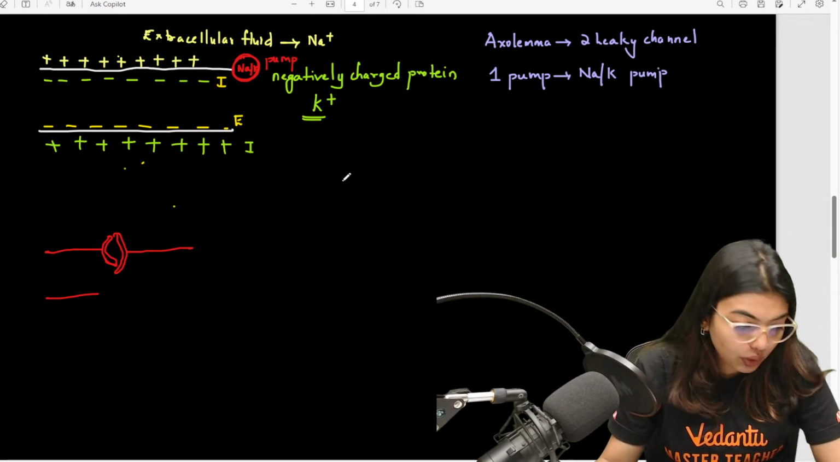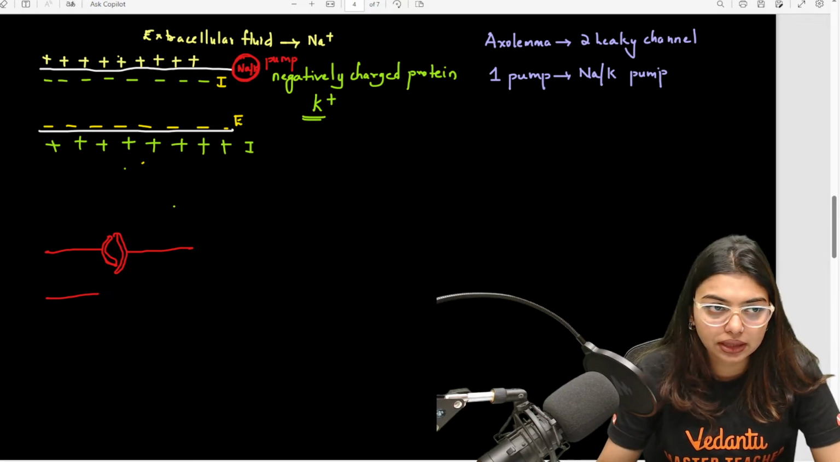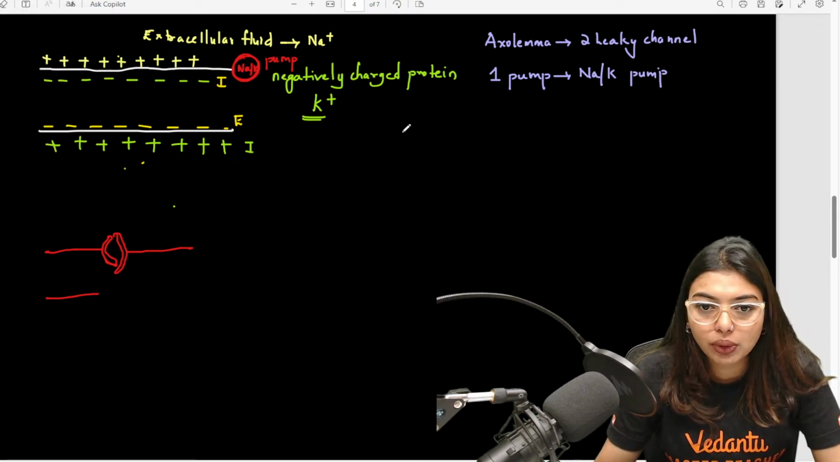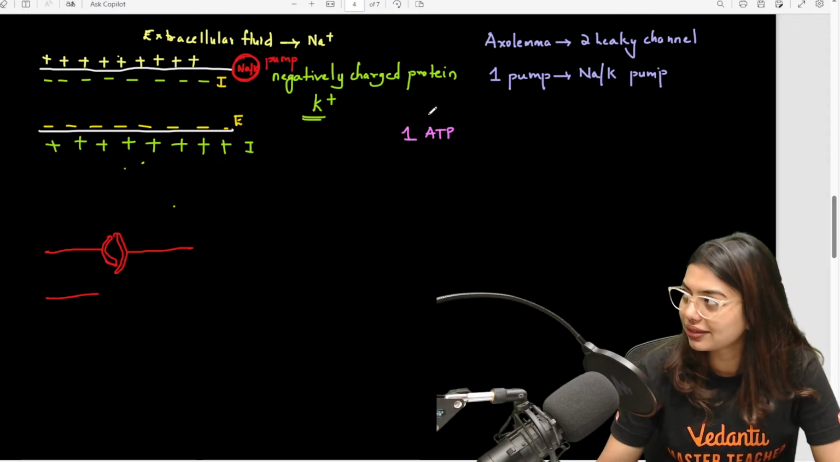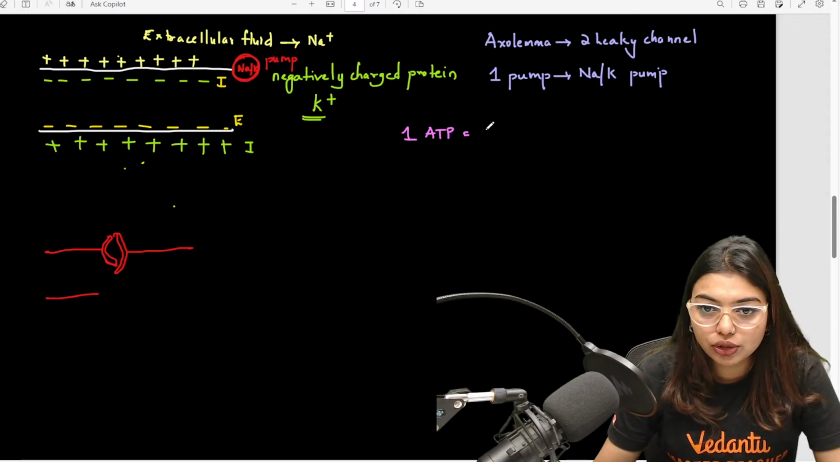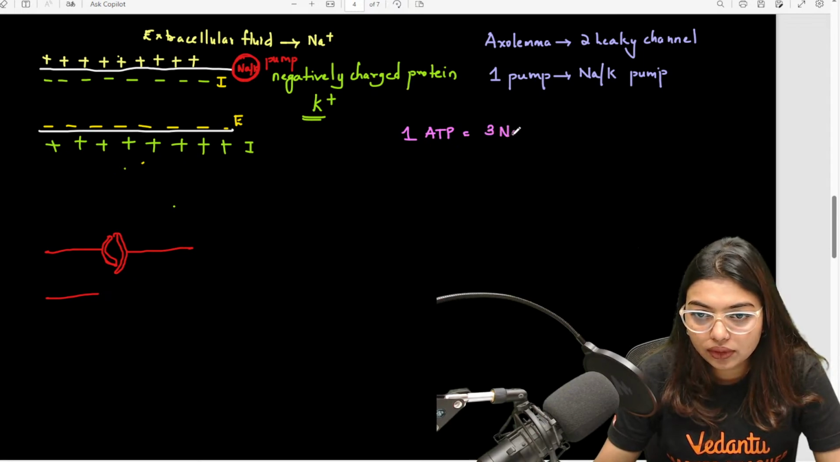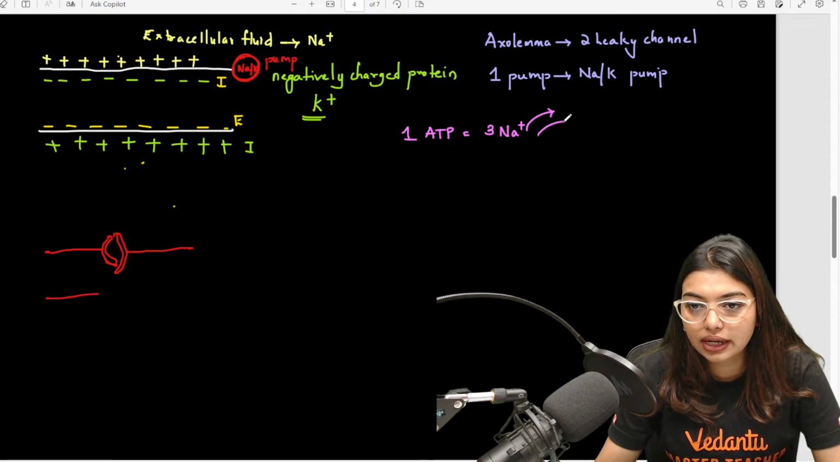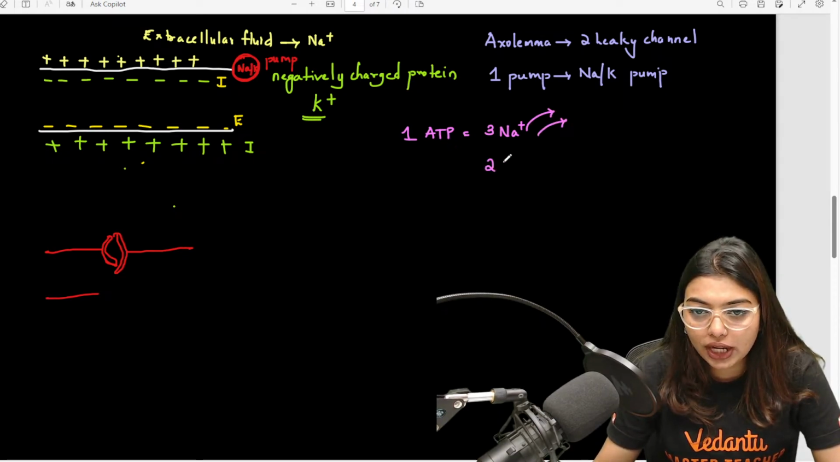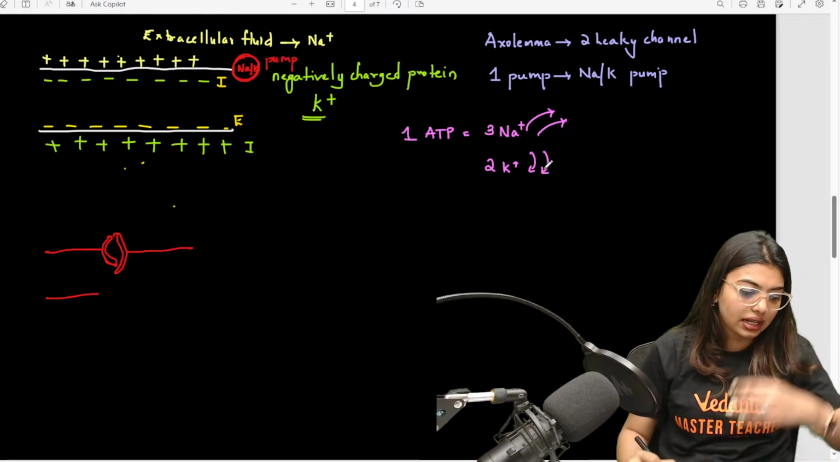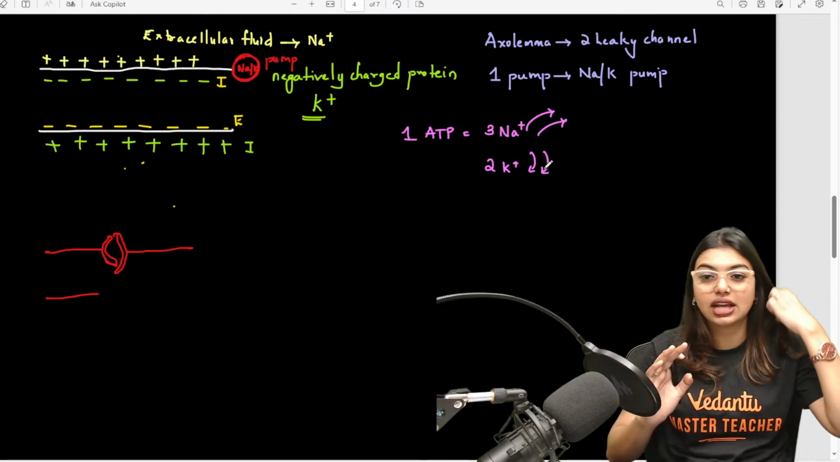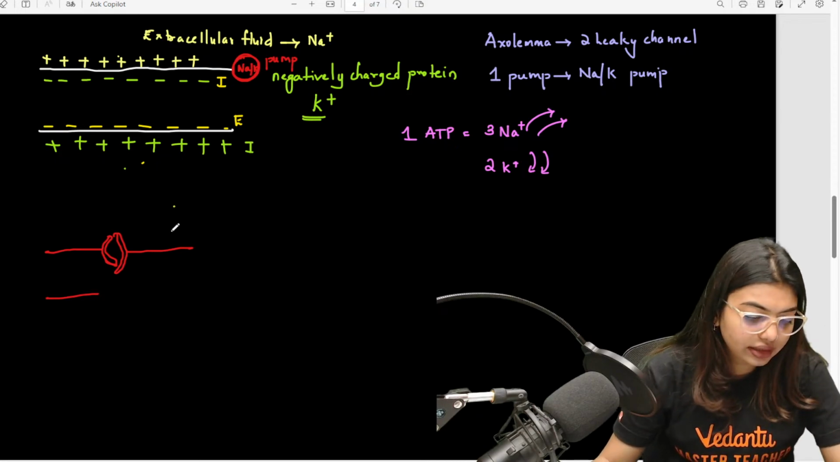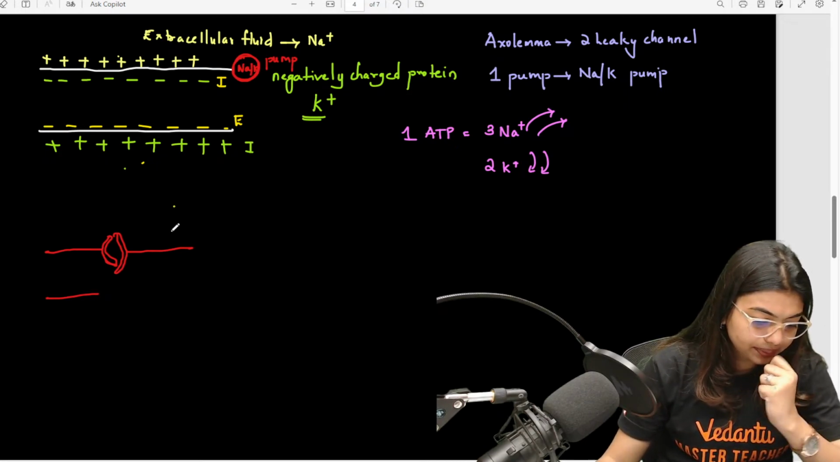Now students, what is going to happen when we use 1 ATP? 1 ATP is equal to 3 sodium ions kicked out, and 2 potassium ions kicked in. That means 2 potassium ions will be taken in. I'll tell you how to remember this, there is actually one example for this. I'll tell you later, but right now try to understand.